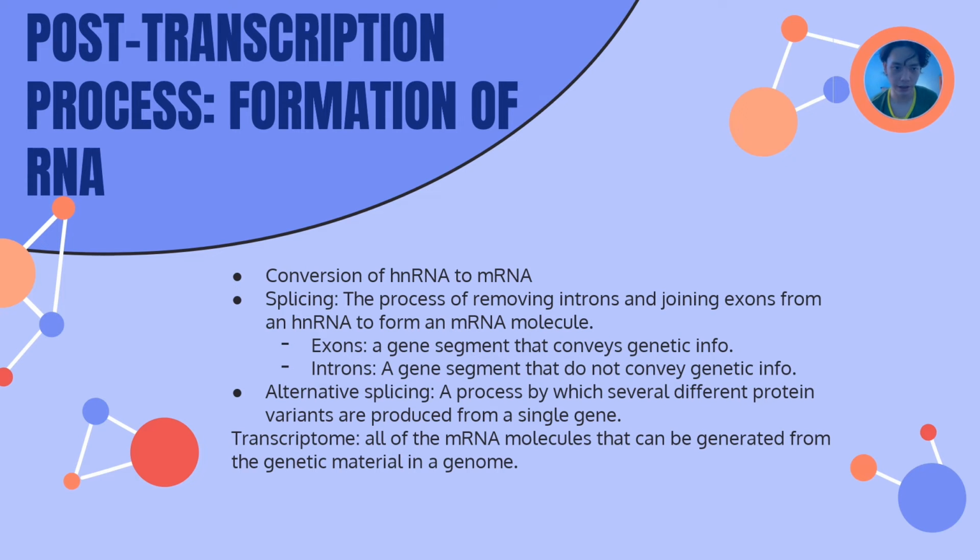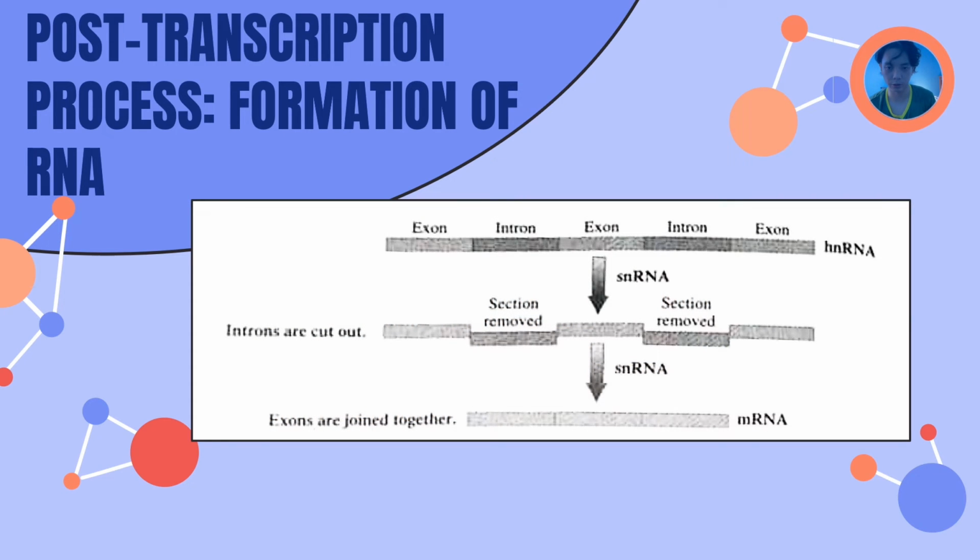So splicing is the process of removing introns from an hnRNA molecule and joining the remaining exons together to form an mRNA molecule. The splicing process involves snRNA molecules, the most recent RNA types to be discovered.